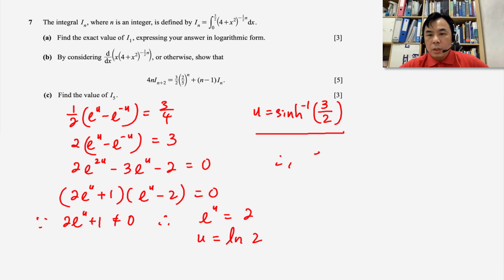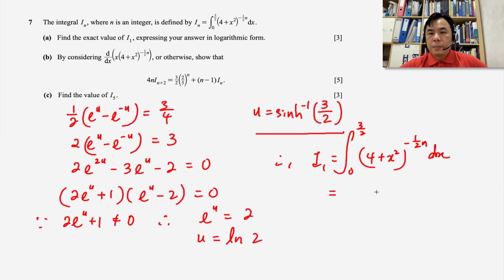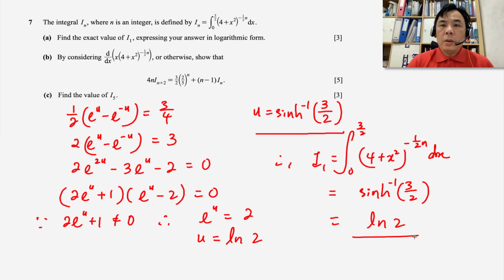Therefore, we conclude that I1, which is equal to the integration of this, must be equal to this one here, 3 over 2, and then this one gives us the u, which is ln 2. And then there you have it, the first answer A here. I hope that is clear. Now we're going to move on to B and C shortly.